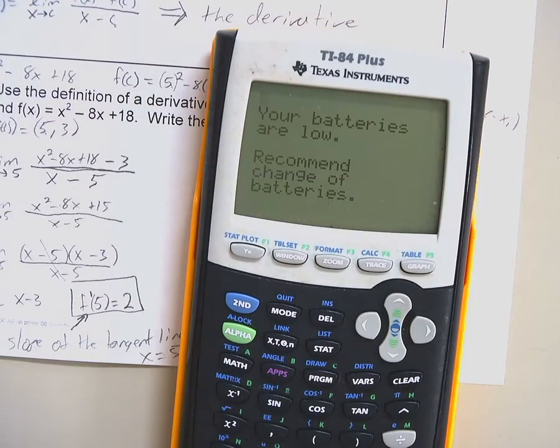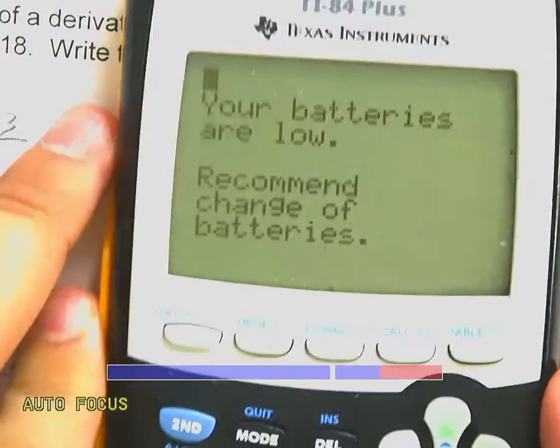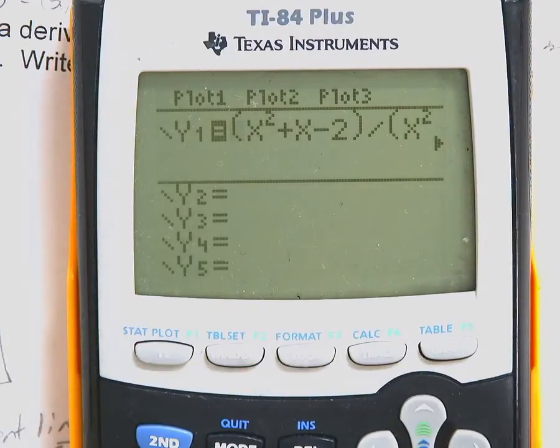My batteries are low, and it's recommended that I change my batteries. I'm so happy that they have explained that to me.